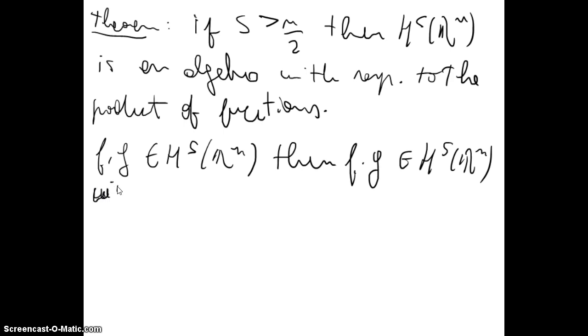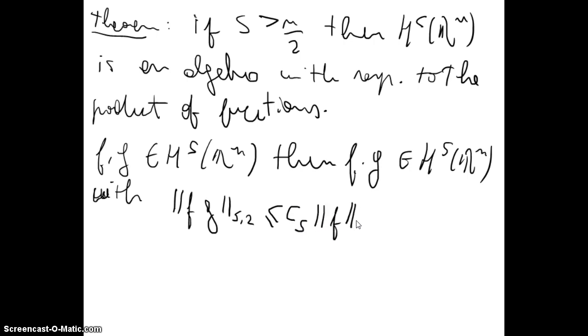with, well, the norm of f multiplied by g in H^s is less than or equal to C_s times the norm of f in H^s times the norm of g in H^s. Okay, so we're asking high regularity, s greater than n over 2, and it will be an algebra.